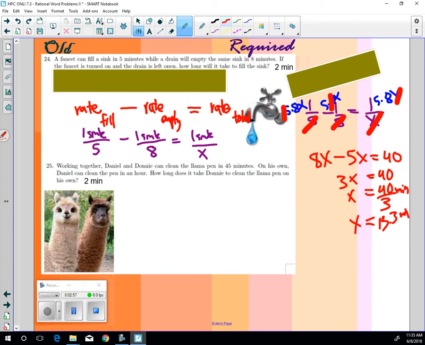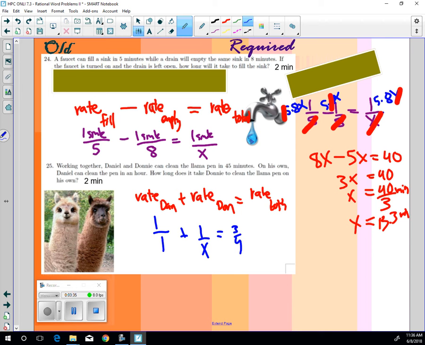Working together, Dan and Donnie can clean up a llama pen in 45 minutes. So rate of Dan plus rate of Donnie should be equal to the rate of both. All right. So on his own, Dan can do this in 1 hour. One job in 1 hour. Donnie can do one job in we don't know how long, and they both can do it in 3/4 of an hour. So you're going to get 1 plus 1 over x equal 3 over 4.